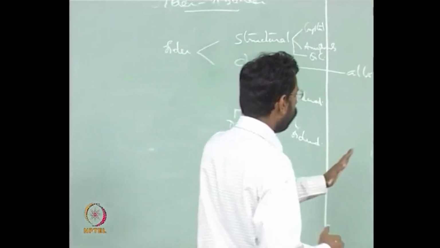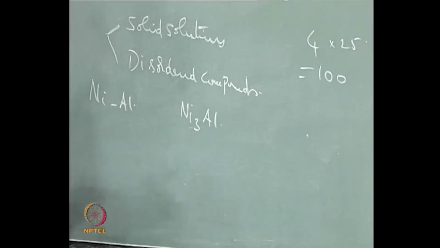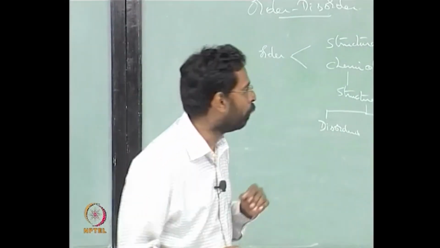So, the composition will be exactly a stoichiometric composition like 75-25, but the structure will be a disordered structure, chemically disordered and structurally ordered. So, that would be the difference. There can be numerous solid solutions with different amounts of solute content, but the moment I say disordered compound, the disordered compound will have a stoichiometry corresponding to that particular compound. So, that would be the difference.